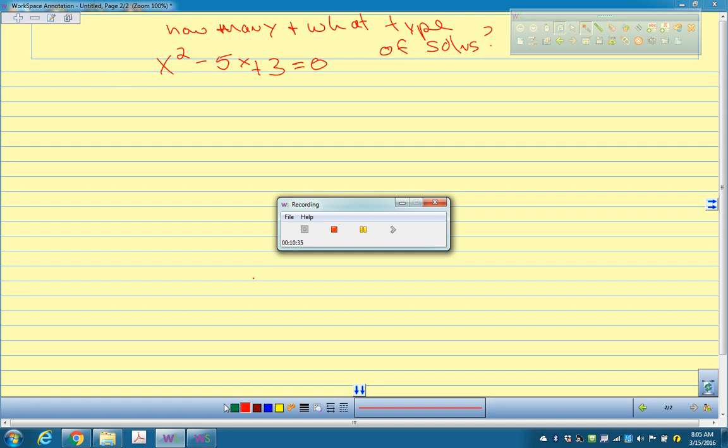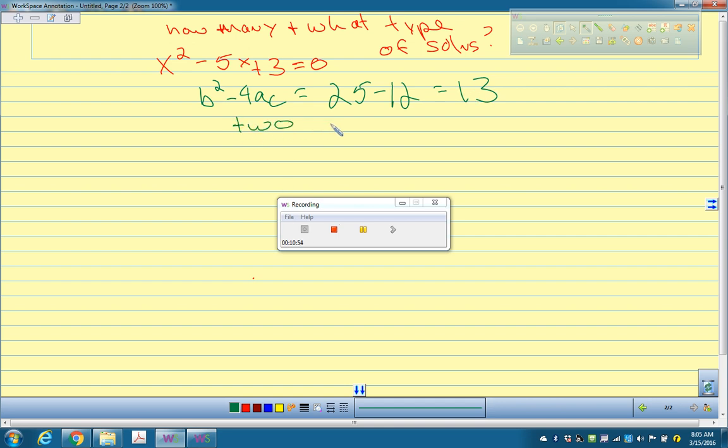Okay? b squared minus 4ac is equal to 25 minus 12, which is equal to 13. That's not a perfect square. So because it's not a perfect square, you're going to have two irrational solutions, meaning they're going to have square roots in the answer. We're not finding the answers right now. We're just telling you how many they have. Okay?